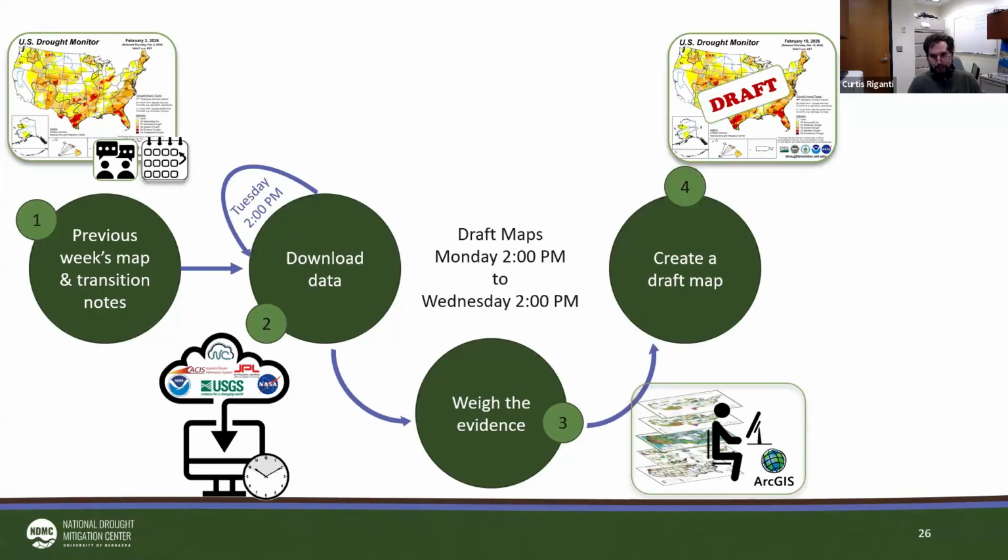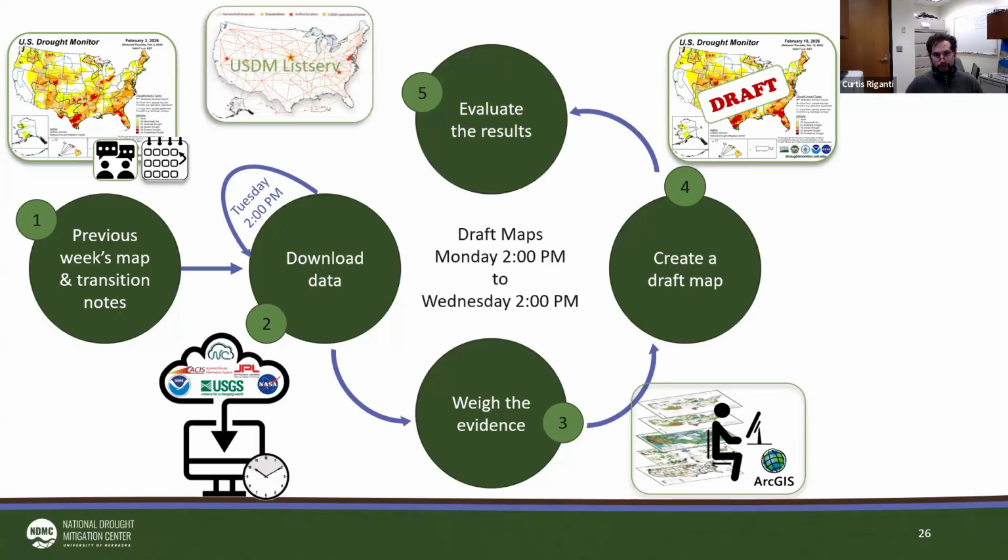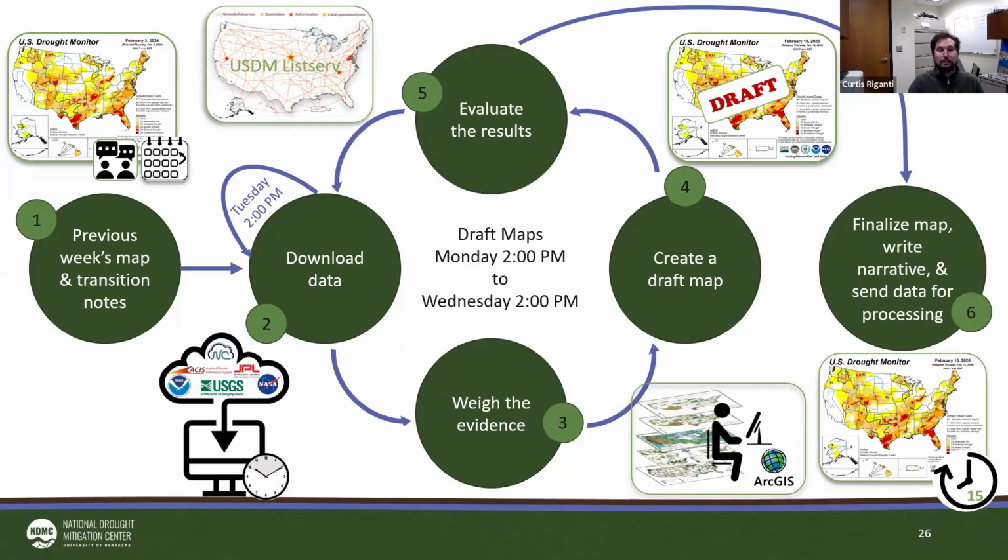As we're weighing all that evidence through Tuesday morning, we create different draft maps each day. We send them out to, right now, an email list, and the local experts on that email list provide feedback, evaluate the results, and tell us what they liked or didn't like about the changes or lack thereof. We keep downloading new data, keep going through that cycle, usually putting in a pretty decent amount of hours for the beginning of the week. I've worked as long as 35 to 40 hours on the Drought Monitor map before during busier weeks.